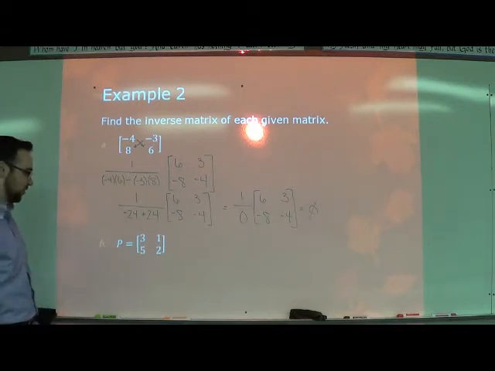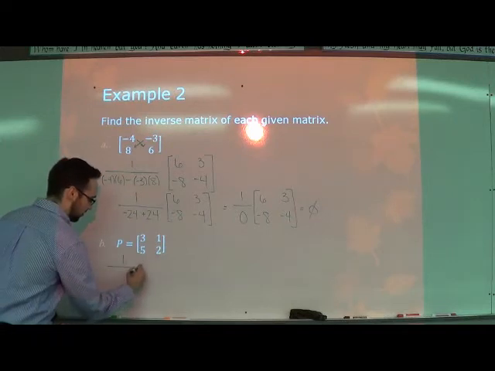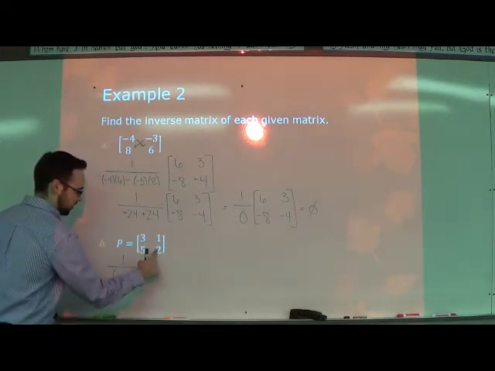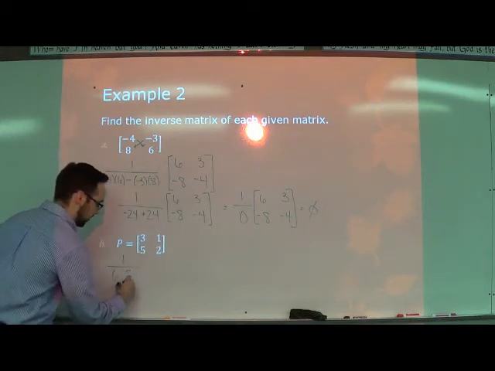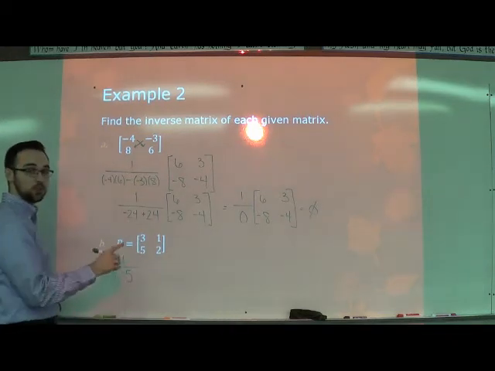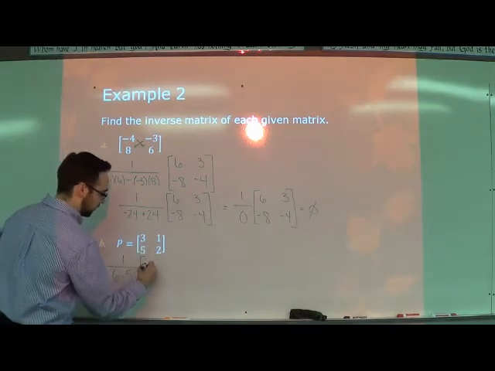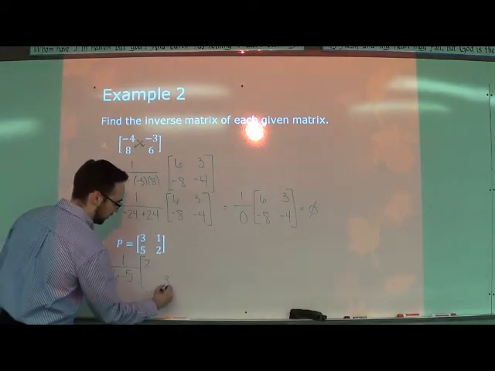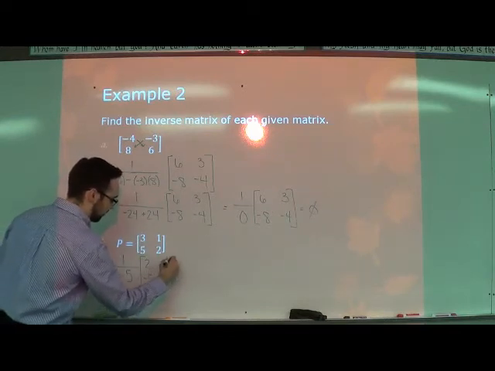So let's take a look at the next one here. Again, cross multiply. So we get 1 over 3 times 2 is 6, and 1 times 5 is 5. So 6 minus 5. That's not going to be 0, so we know we'll have an inverse here. So we're going to switch the 3 and the 2. Now 2 is up here and 3 is down here. And then just change the signs of the 5 and the 1.